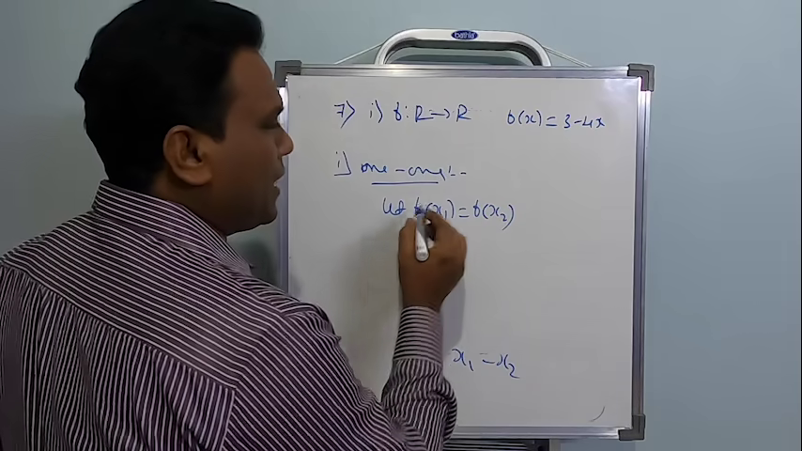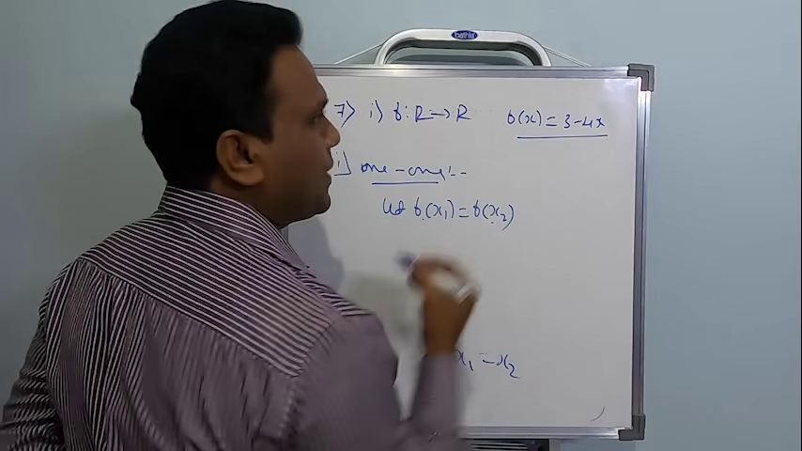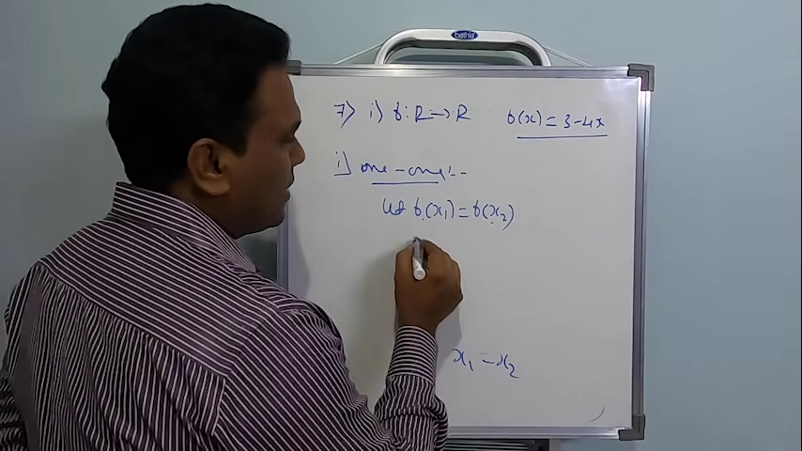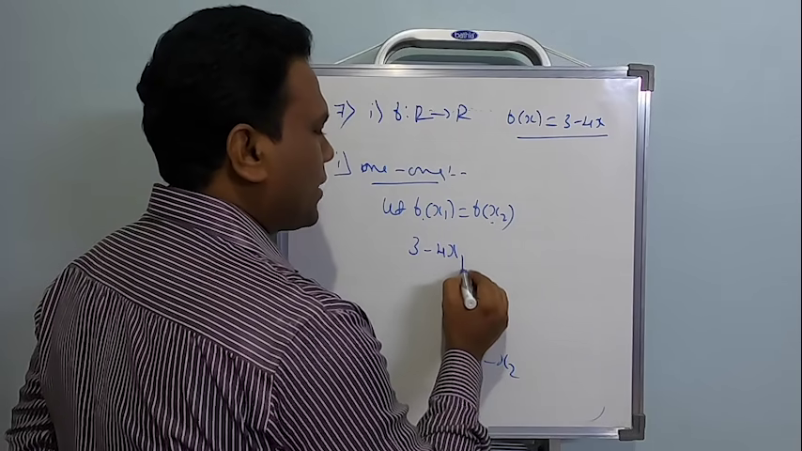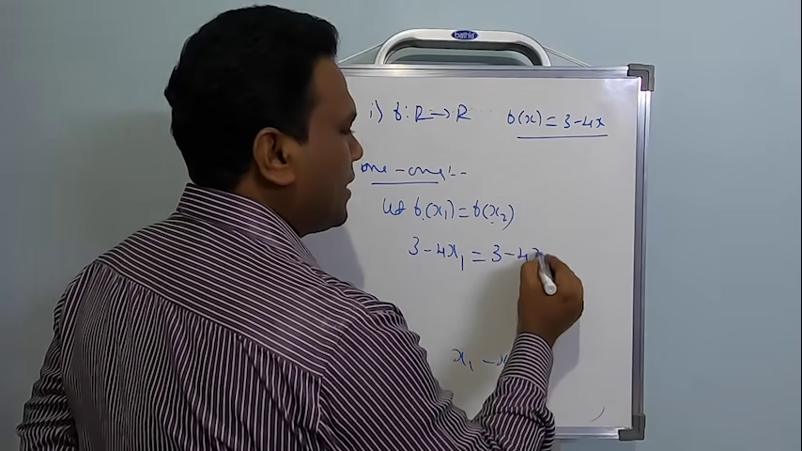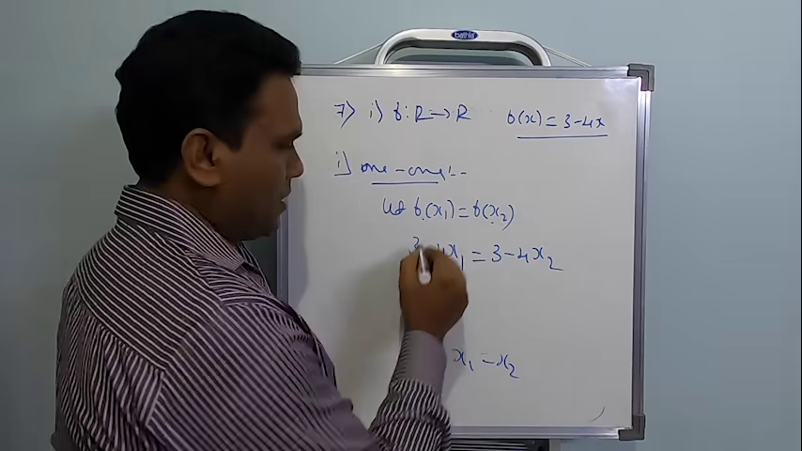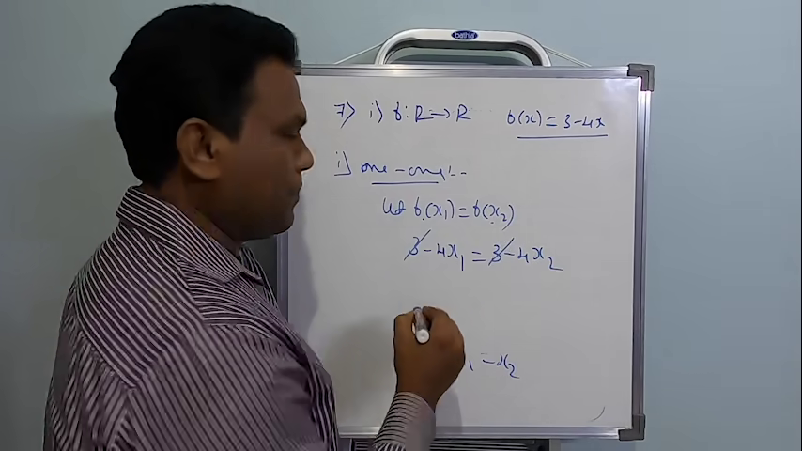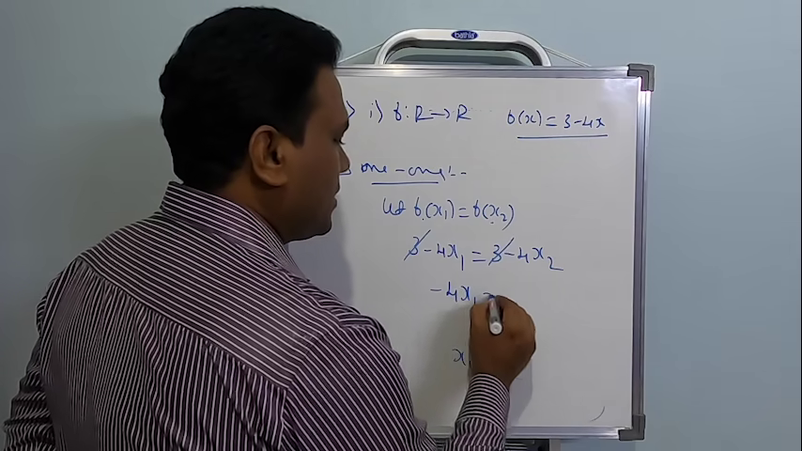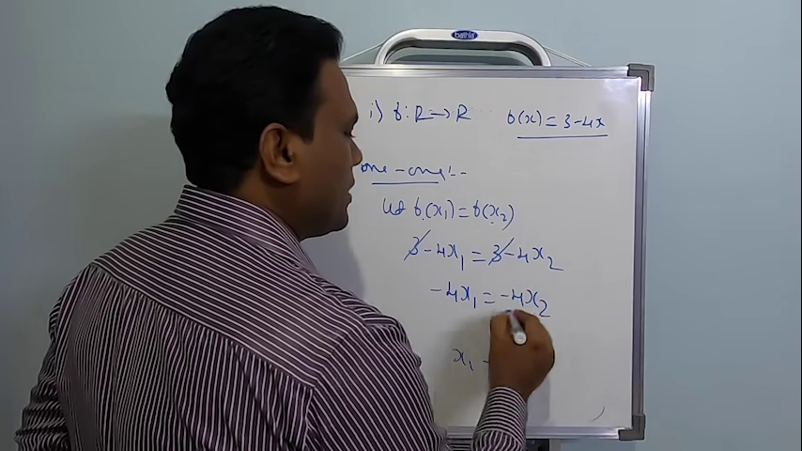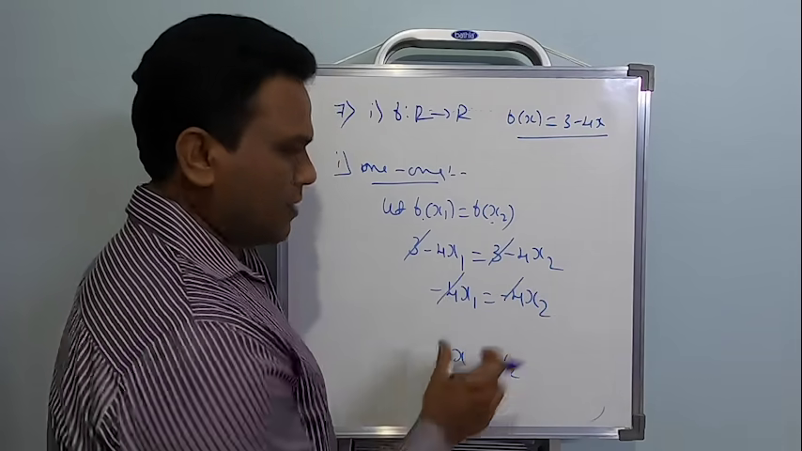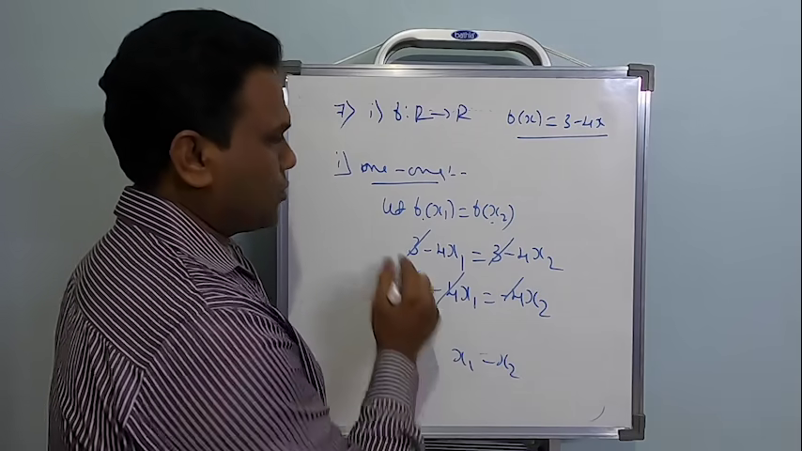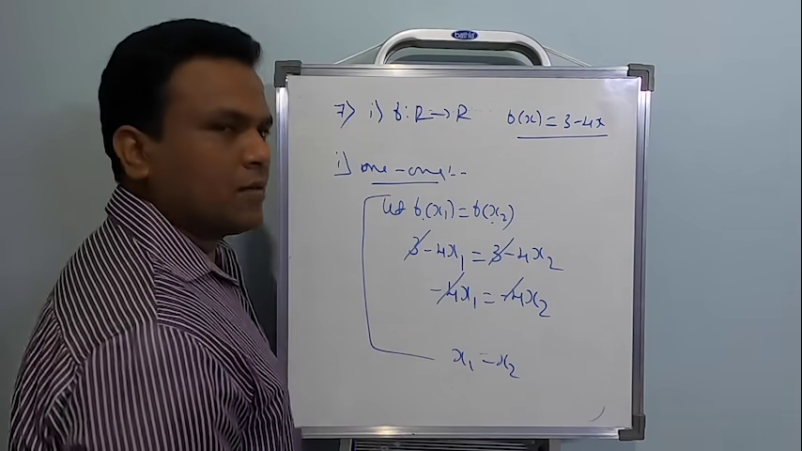So, if f of x1 equal to f of x2, let me apply this definition which is given there. 3 minus 4x1 is equal to 3 minus 4x2. 3 will be cancelled. Don't cancel everything in one step. Okay, do step by step. Minus 4x1 is equal to minus 4x2. Then minus 4 will be cancelled. The remaining is x1 equal to x2. We are able to reduce.